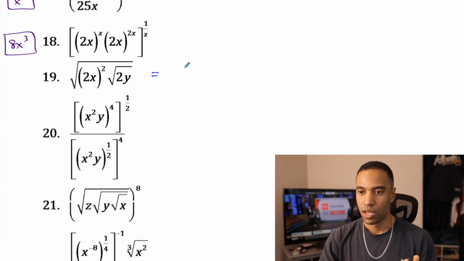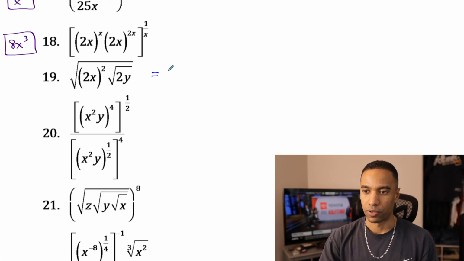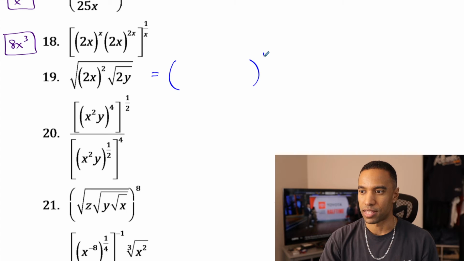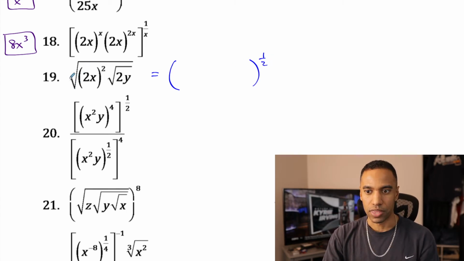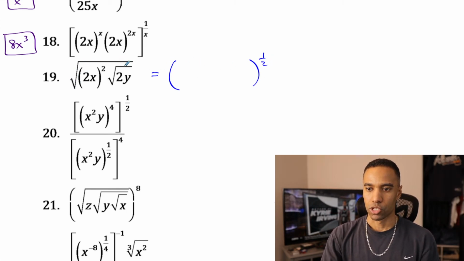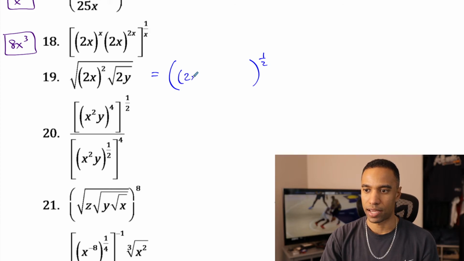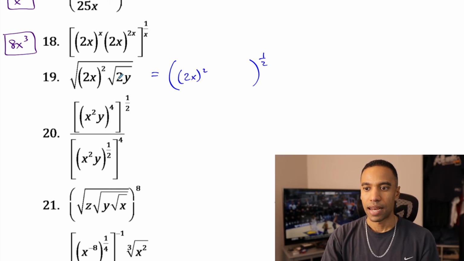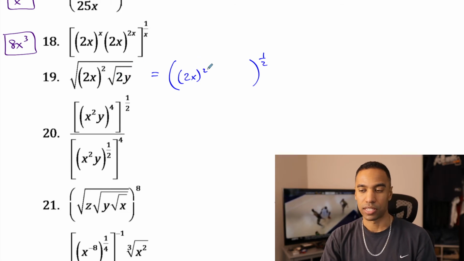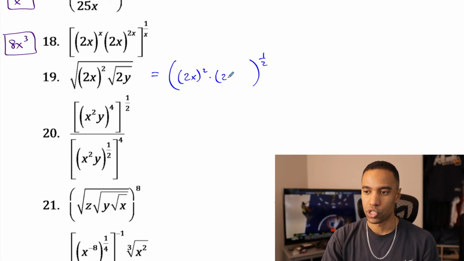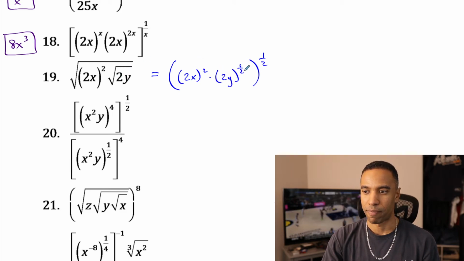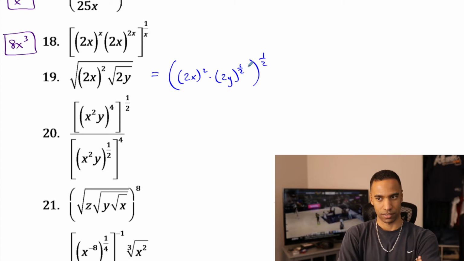Nesting rational exponents. So here, this first radical, I'm going to put big parentheses around it and say this is all raised to the 1/2 power, okay? Inside of this 1/2 power, we have a 2x quantity squared. Now inside here, you also have this 2y inside of the square root, which means this is 2y to the 1/2 power, like that, okay?